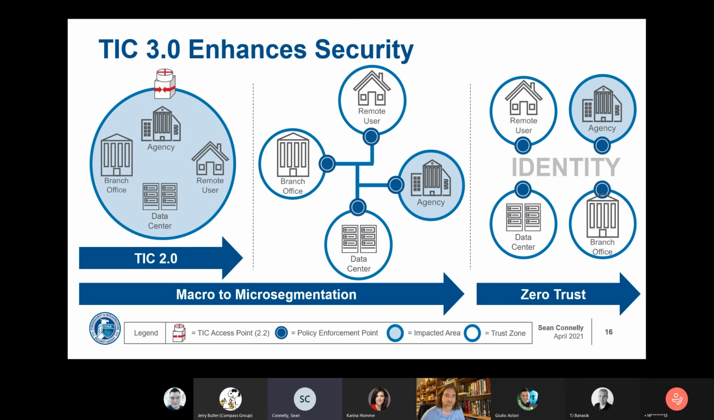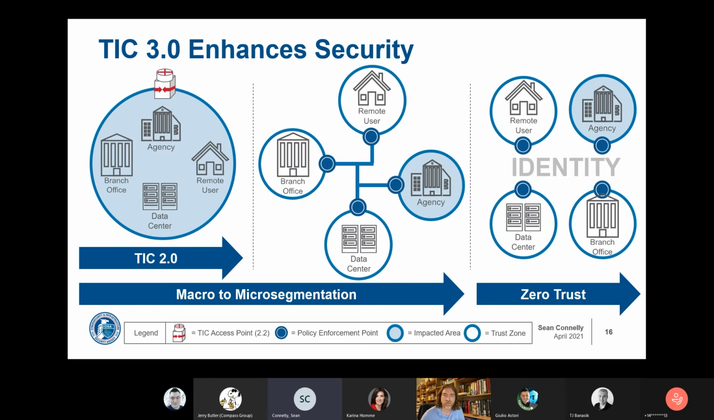The middle diagram shows the same resources are protected by segmenting the resources into smaller and more granular trust zones. Instead of one large PEP, the resources are each protected by a PEP which can be tailored to their requirements. The blast radius has shrunk to where if one resource is impacted, in this case the agency headquarters, the adversary doesn't have the same freedom to move to the other trust zones.